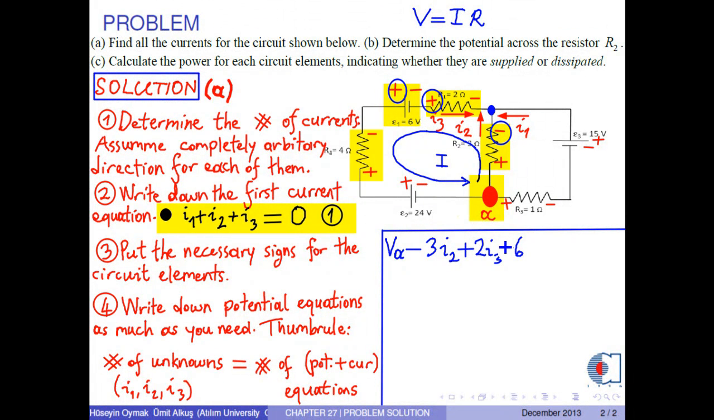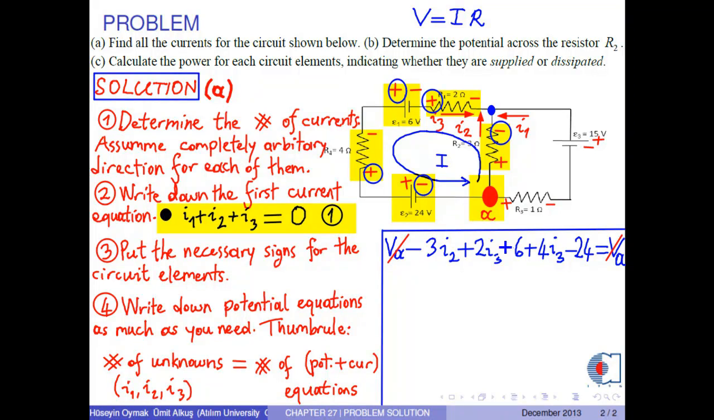For resistor 4, we have the corresponding sign as plus. Then the voltage difference is calculated as 4 times I3. For battery 2, the rightmost sign is negative. And the voltage is 24 volts. As a result, we reach the potential at point A after this travel. VAs on both sides cancel each other.